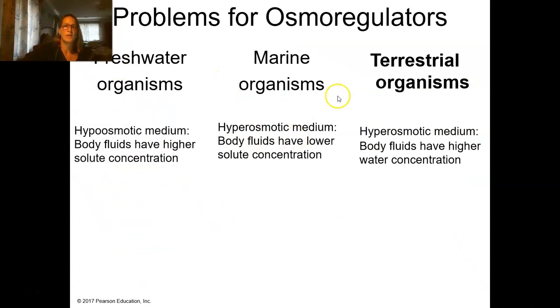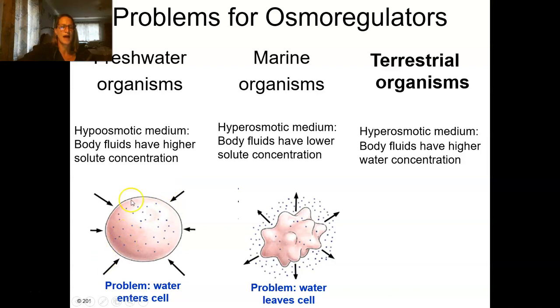So now we're going to talk about problems for osmoregulators. Freshwater organisms are in a hypoosmotic medium. That means when they are swimming around, the water that's around them has a lower solute concentration than their bodies do. So if you want to think about that as these red blood cells that I was showing you earlier, that's like the red blood cell being in a hypoosmotic medium, and water tends to enter the cells or enter the organism. So that's what they have to avoid.